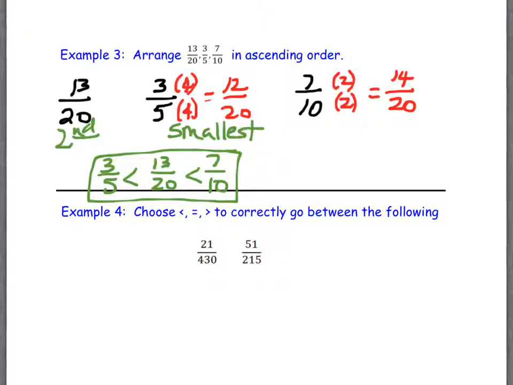All right, example 4. Choose less than, equal to, or greater than to correctly go between the following. Again, there's lots of ways to do this. So one way is that we could do the cross multiplication. Agreed? And that's okay, but I'm going to have some large numbers if I do that. What else could we do? We could get a common denominator, right? We could do that. So I think common denominator works really well for this one because the denominators are really similar to each other.